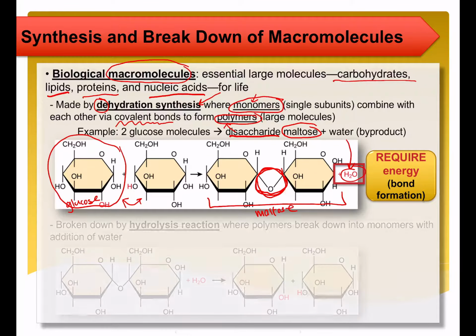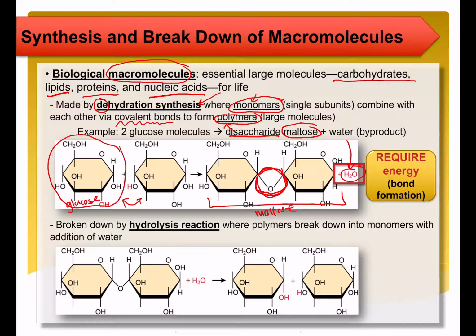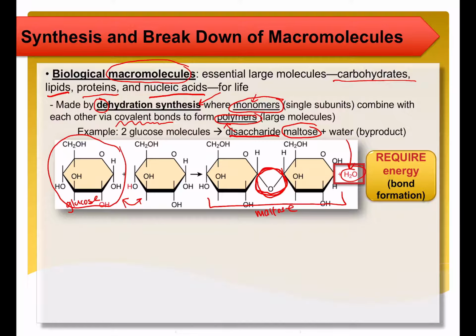Now, what about when we need to break a bond? Oh, and before that, before talking about breaking a bond, whenever we're forming a bond, it requires energy. It requires energy, meaning that it must utilize energy coming from another source.